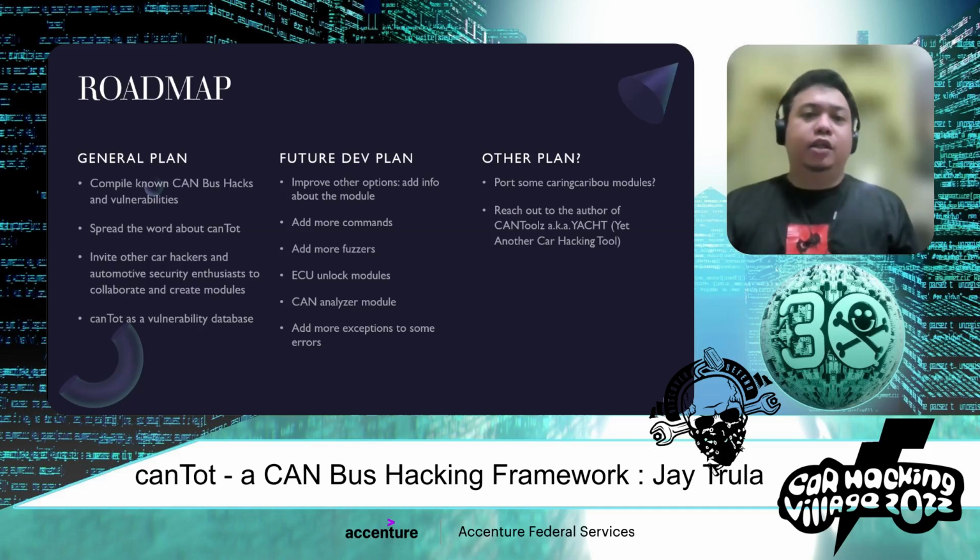What are my future dev plans? Improve other options and add info about the modules. I'm trying to add the option info, so if you use a module and then say info, you can see what the module will try to do and also more information. Then add more commands from the commands directory of the exploit kit. I also want to add more fuzzers, ECU unlock modules, and some CAN analyzer modules. And of course, I want to improve exception handling for errors, because you may get errors when you try to send CAN messages on the CAN bus network. So I want to add more exceptions for that.